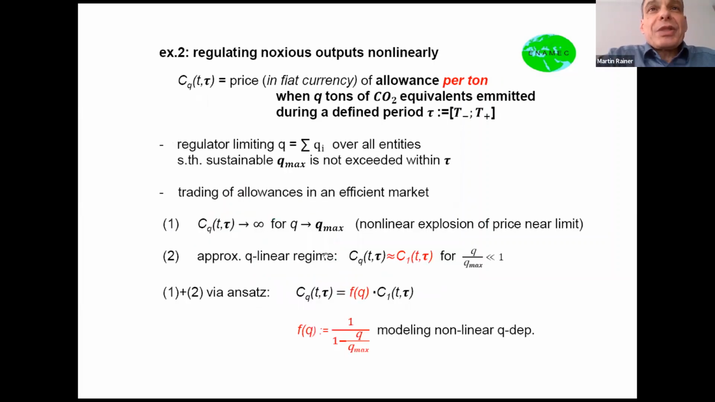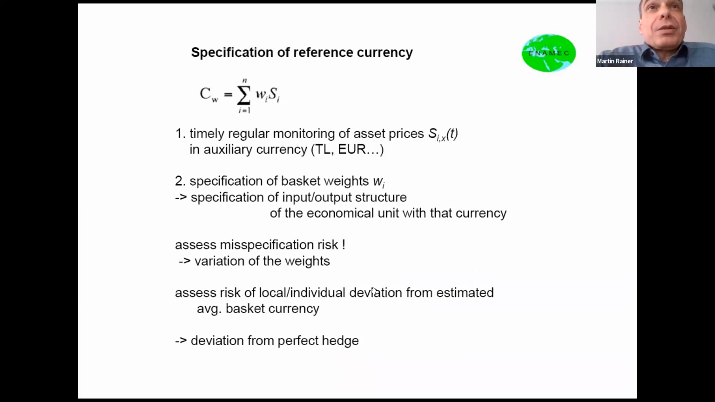Also, I forgot to mention that I can do it in such a manner that, as in conventional economy, I have a linearity with quantity. It means if I put in double or three times the quantity, I have double or three times the price. I can do it so that I have an approximately linear regime, for example with this function, for low quantities. But only if the quantity reaches the limit does it become nonlinear.